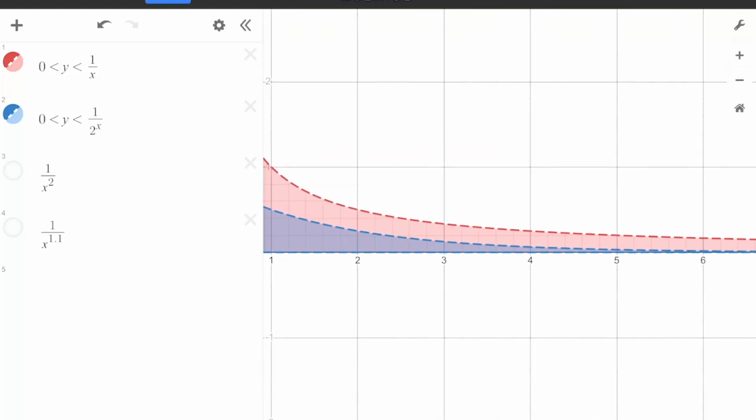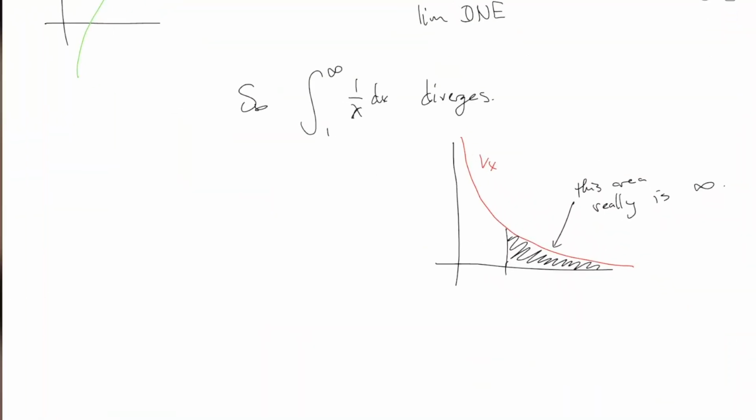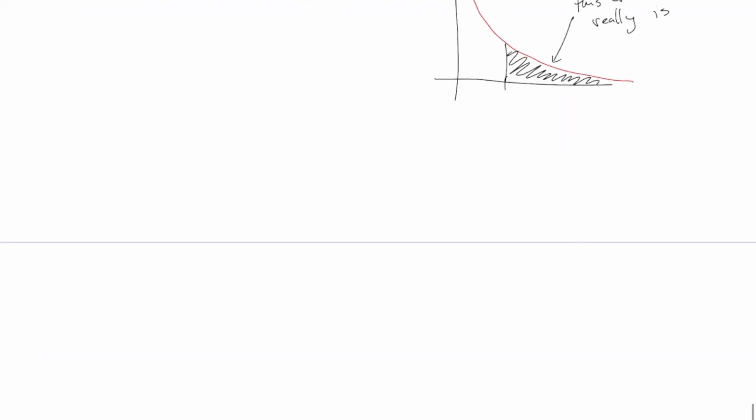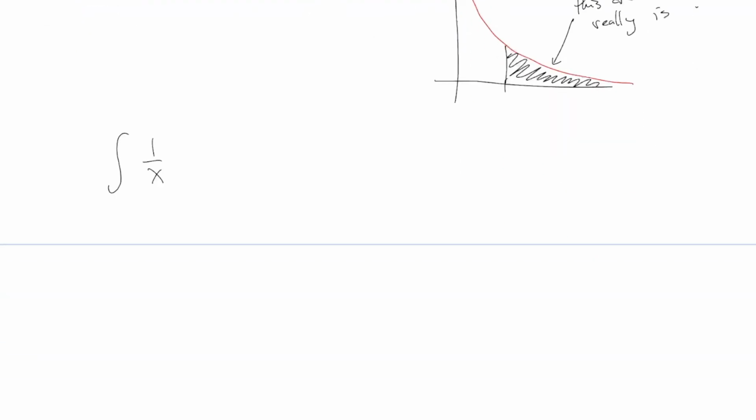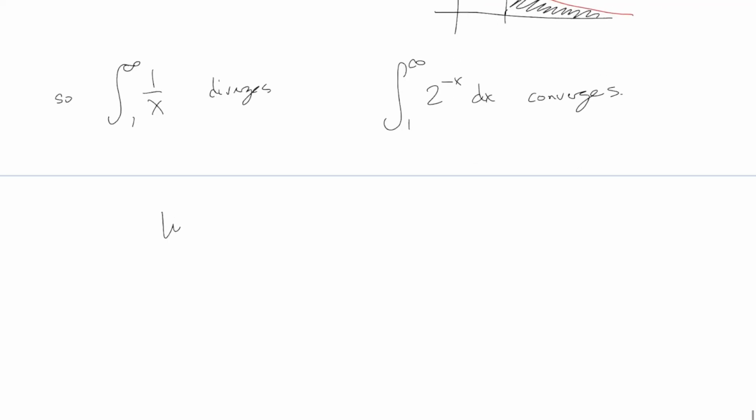I would like to discuss 1 over x squared. So I had you all try 1 over x squared. Remember, for 1 over x, the integral up to infinity diverges. But for 2 to the negative x, from 1 to infinity, it converges. What about 1 over x squared?